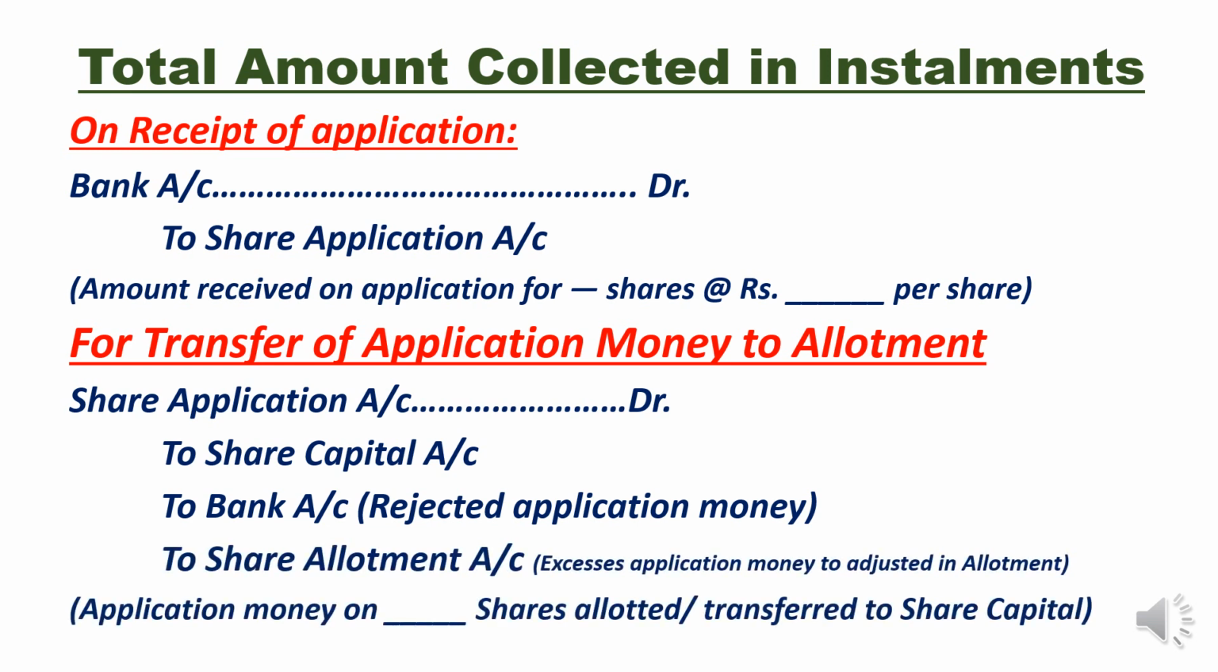So what will happen here? Bank, in the sense rejected application money, will be returned to the applicants. And if the company is making allotment on pro rata basis, pro rata in the sense proportionate basis, in such a case the excess application money will be transferred to allotment account. So this excess application money is adjusted towards allotment. What is pro rata allotment? How are the problems done? We'll be making a video down the line. You can watch the videos.